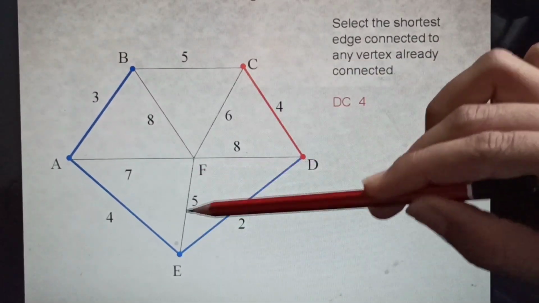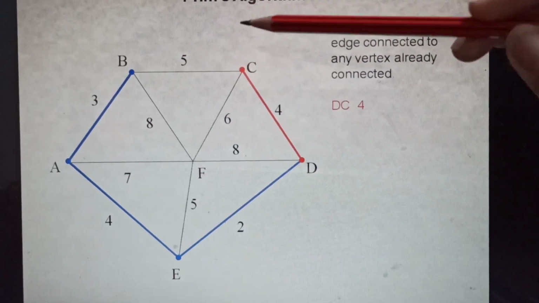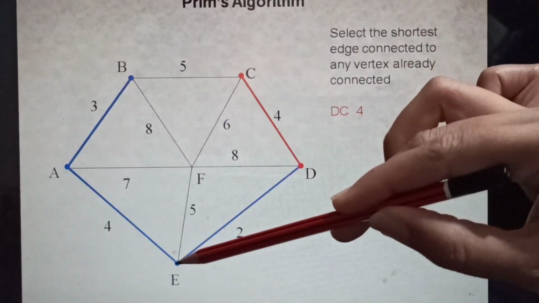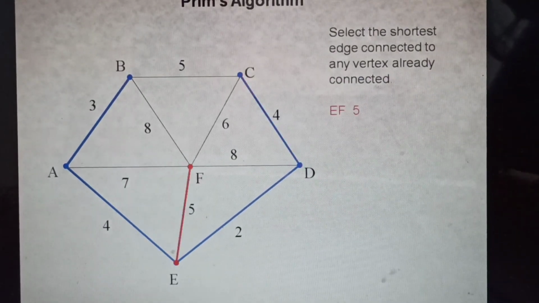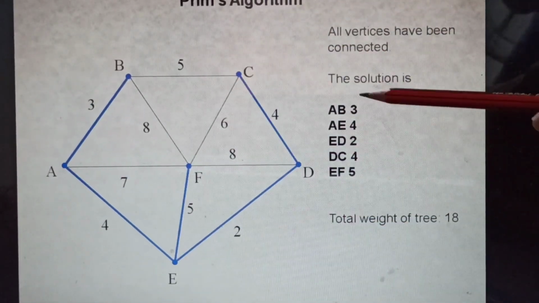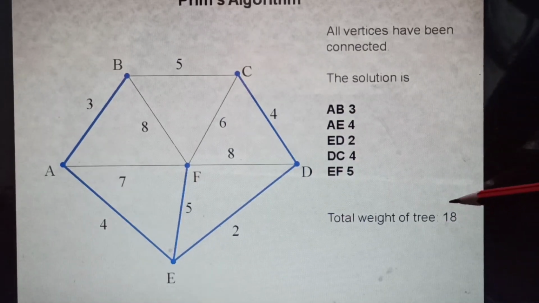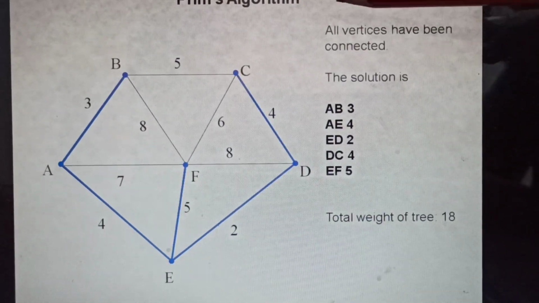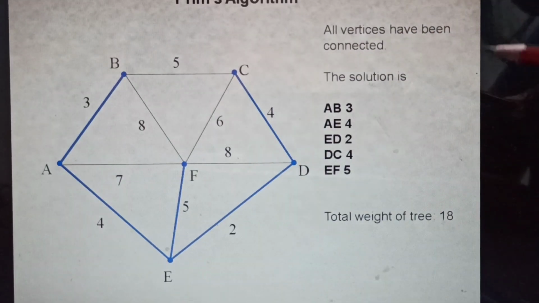So if you see, EF has distance 5 and BC also has distance 5. But if we select BC, it is going to form a cycle, so we are not going to select that. Only one edge remains, that is EF, so we select that in the next step. As all vertices are covered here, this is again our minimum weighted spanning tree, and the weight of the tree is 18. So for Kruskal's algorithm and Prim's algorithm, we get the same minimum spanning tree and the same weight.